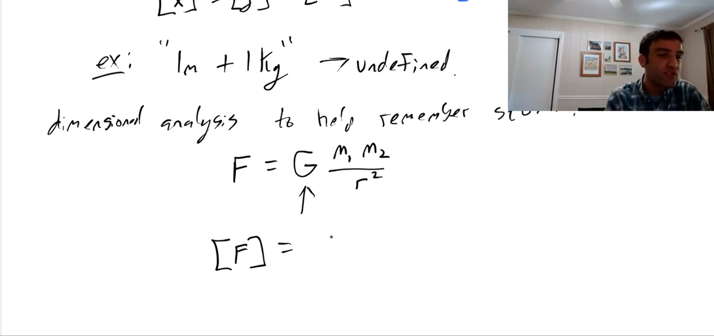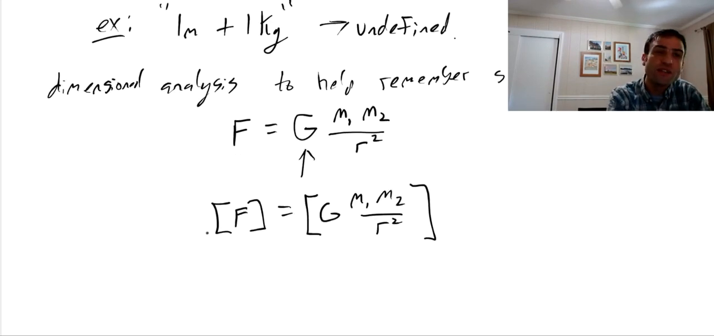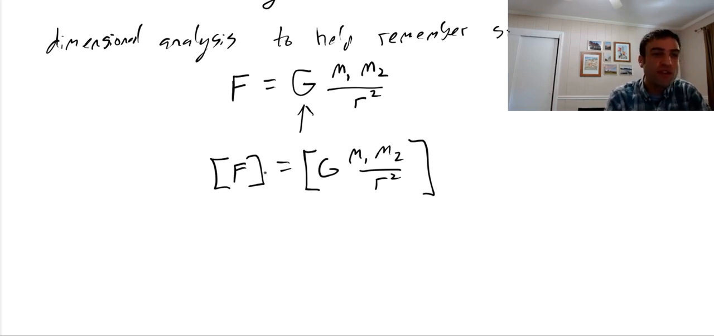So the dimensions of force have to be equal to the dimensions of whatever this combined thing is, g, m1, m2 over r squared, right? And we know what the dimensions of most of these things are. So the dimensions of force, well, we just talked about that up above. That's going to be a mass times an acceleration. So that's a mass times a length divided by a time squared. So let me just write that as t to the minus 2.